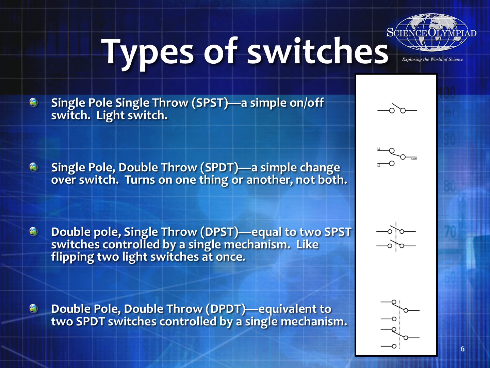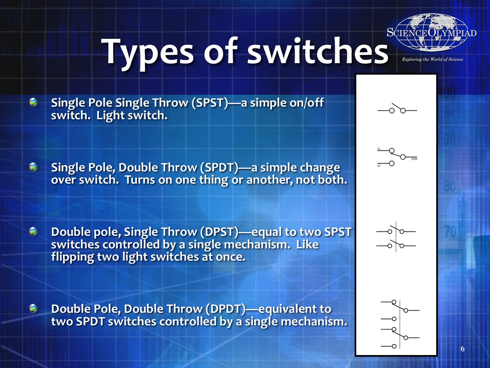But most switches generally fall into determining what type of pole and what type of throw they have. A single pole, single throw switch is a simple on-off switch. This is what most people have seen as light switches. So it's either open or off, or closed or on.